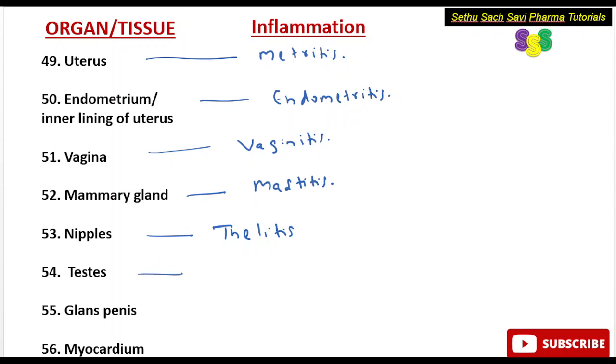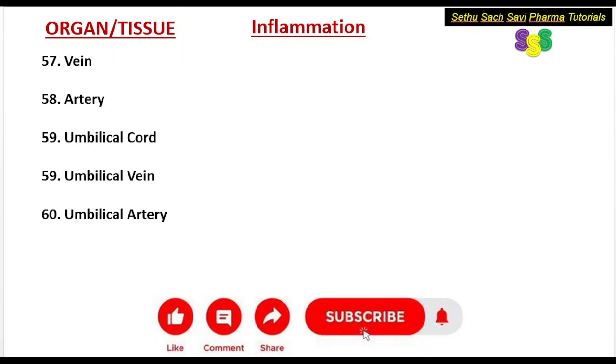Now coming to the inflammation of testis, it is called orchitis, whereas the inflammation of glans penis is called balanitis. So balanitis is the inflammation of glans penis, orchitis is the inflammation of testis, thelitis is the inflammation of nipples. Now myocardium, yes, it is myocarditis. Now coming to the inflammation of vein, it is called phlebitis. Phlebitis is the inflammation of vein, whereas inflammation of artery is arteritis.